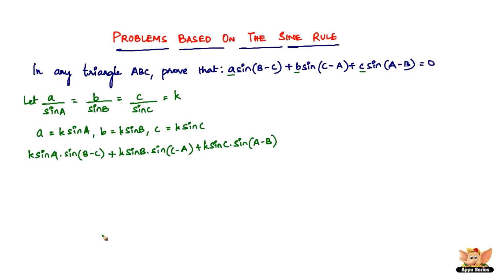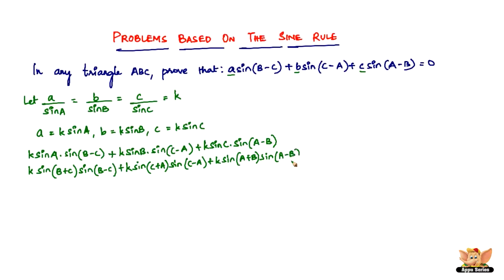All right. So now the next step is, if you remember the results with respect to the sine rule that we did, sine a is nothing but sine of (b plus c), right? So sine of (b minus c) remains the same. Sine b will become sine of (c plus a), and sine of (c minus a) will remain, and then sine c will change into sine of (a plus b), and sine of (a minus b) remains. So here we have sine of (b plus c) into sine of (b minus c), which can be written as sine square b minus sine square c.